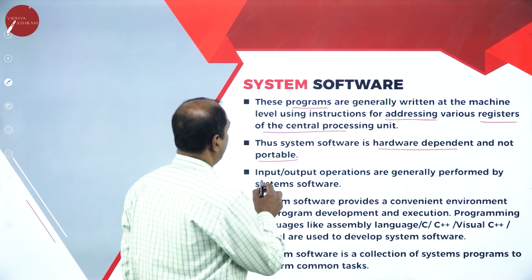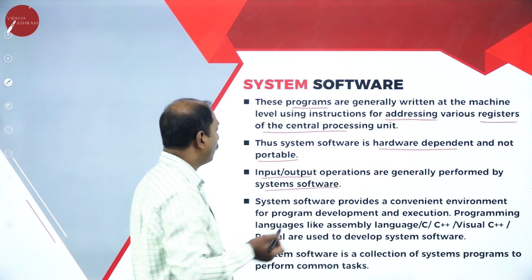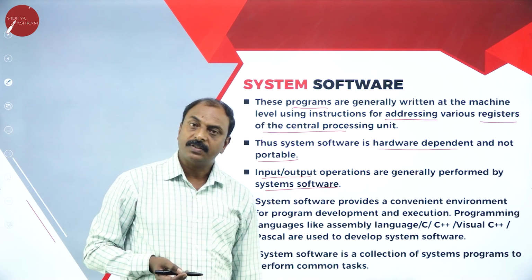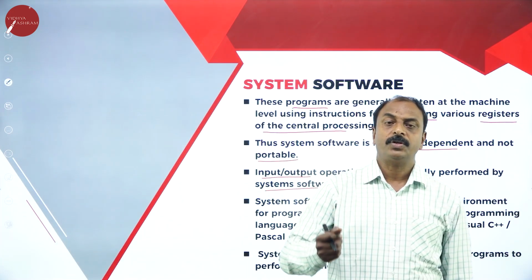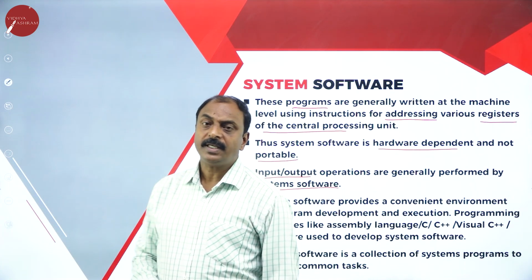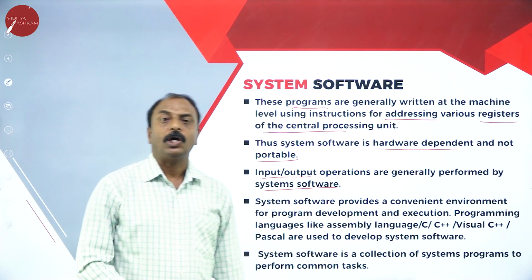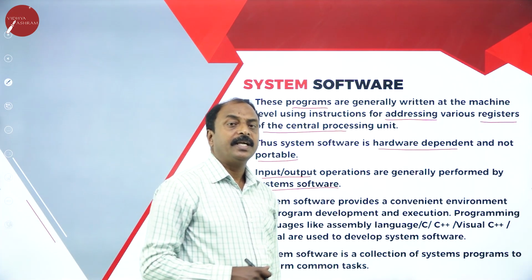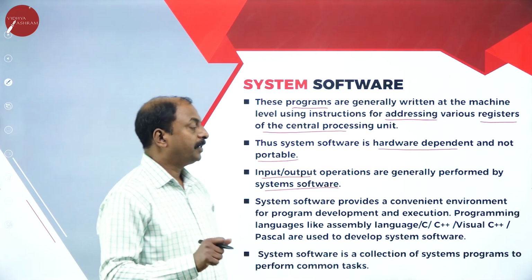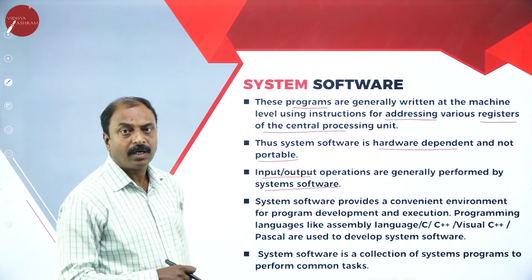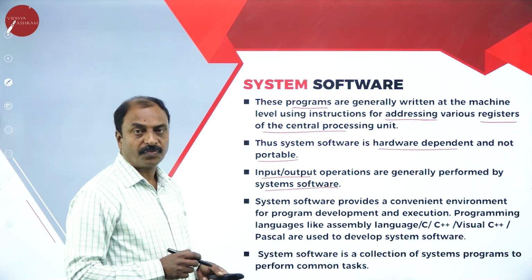Now, input and output operations are generally performed by system software. So, what is input and what is output? The input is nothing but the data we are feeding into the computer for processing. That operation is input operation. And what is output operation? The output operation is, after data processing, generating a result or information that has to be displayed through output devices like a monitor or printer. Those two operations are generally performed by system software.